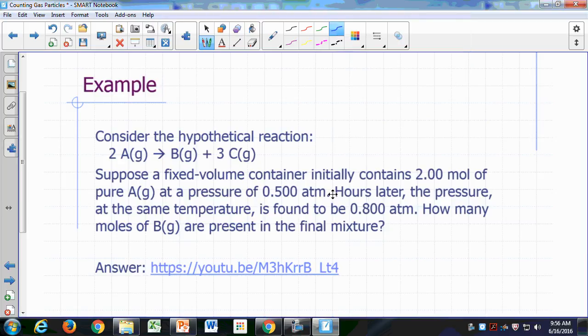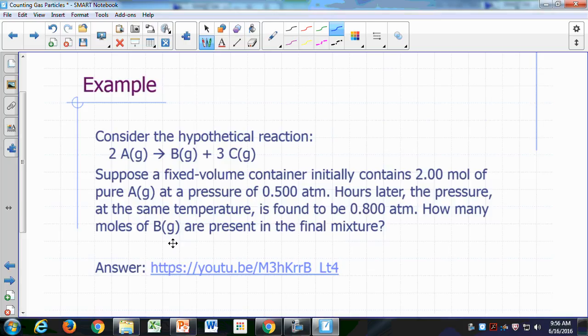Here's another stoichiometry problem dealing with gases, reactants, and products. In this case, you have three substances involved in the reaction that are all gases. The detailed explanation for solving this problem is given in this link that you can click on if you have the PowerPoint for this.